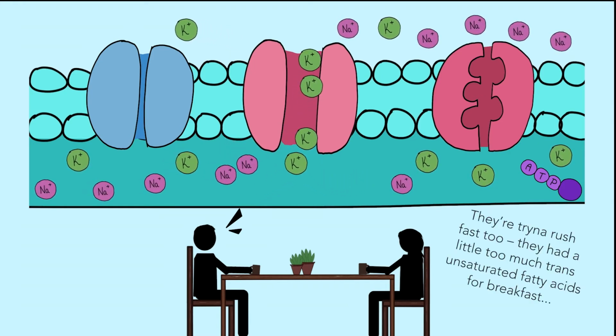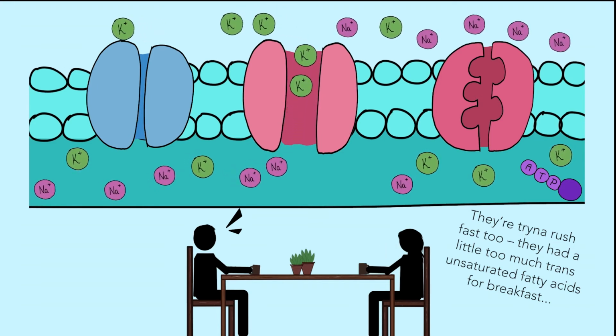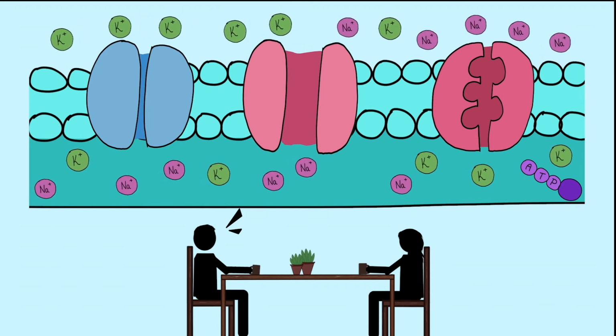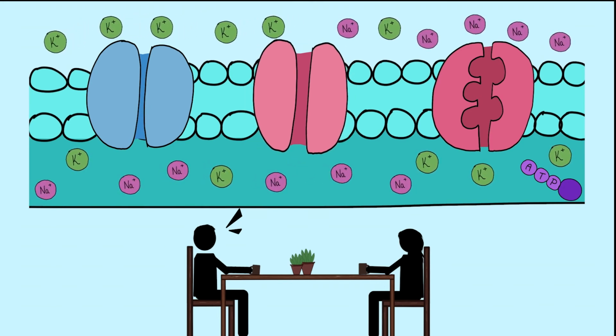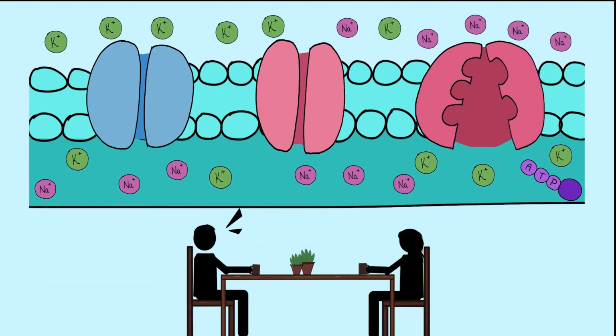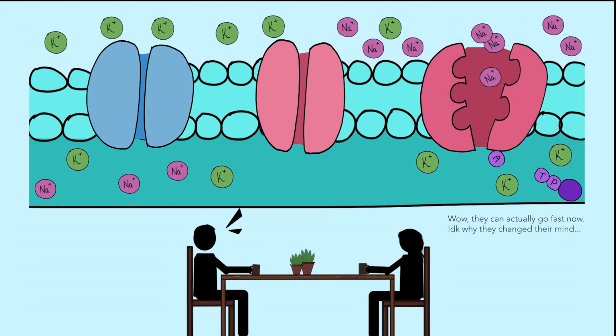This causes the inside of the cell to become more negative again, and the outside more positive. Once the inside of the cell reaches a certain level of negative charge, the potassium channel will close. Finally, the sodium-potassium pump returns the neuron back to its resting state, with more sodium on the outside and potassium on the inside.